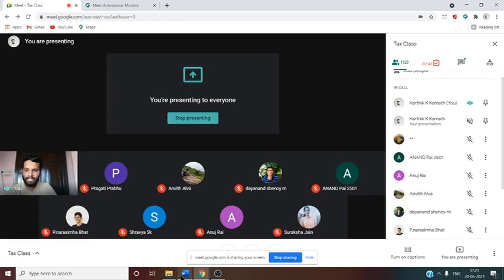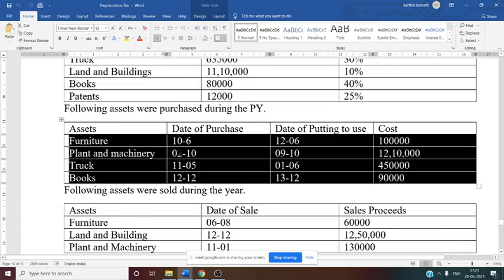Is furniture less than 180 days? No, furniture is not less than 180 days. Why? Because it is purchased in the month of June. June means approximately 9 months, so it is more than 180 days.